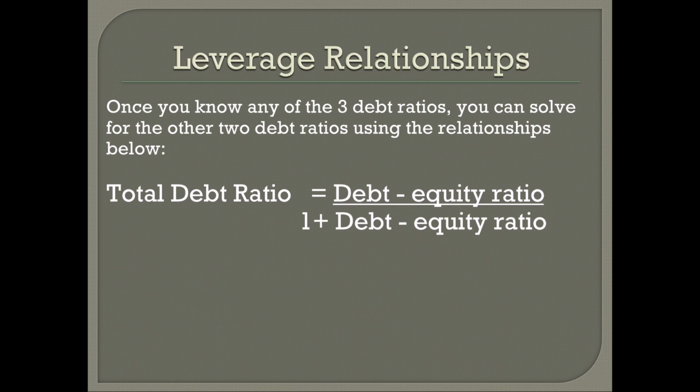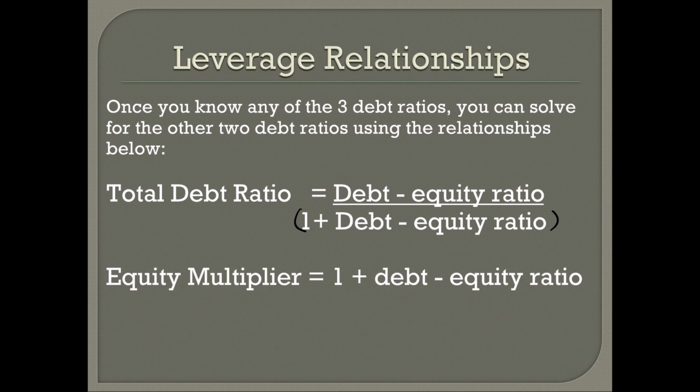One being the total debt ratio equals your debt to equity divided by 1 plus your debt to equity. So if I'm given debt to equity, I can very easily plug it into this equation and solve for the total debt ratio. And then the other relationship is that the equity multiplier equals 1 plus your debt to equity ratio. I'm not showcasing to you how these relationships come about. There's a whole algebraic way of how these are set up.